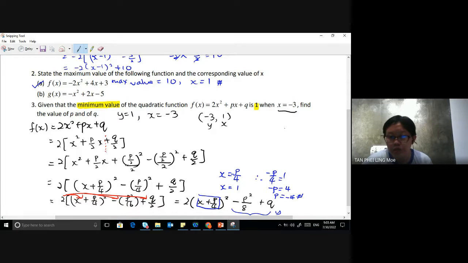So I have my y equals to negative 3, and then I also have my y equals to negative p squared over 8 plus q. Now I compare both. Now I have negative 3 equals to negative p squared over 8 plus q. So I have my p already, which is negative 4. So we have to substitute in, and then I have negative 4 whole thing squared over 8 plus q.